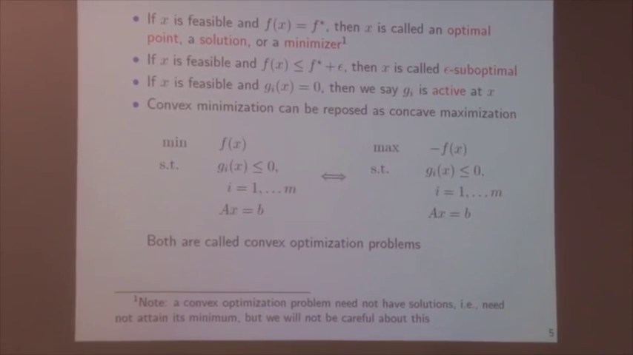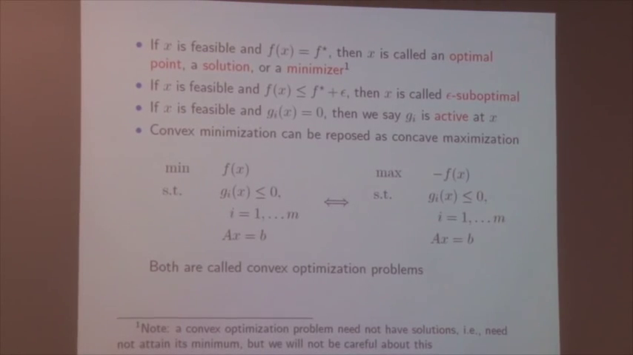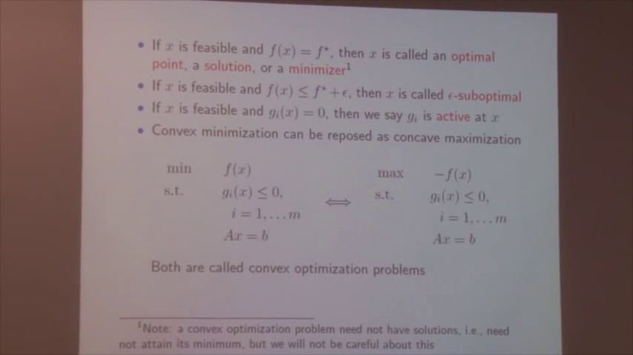Some other terminology that I think has come up on your homework maybe is that if we have a feasible point and our inequality constraint achieves equality, then that inequality constraint is active at that point. Okay?